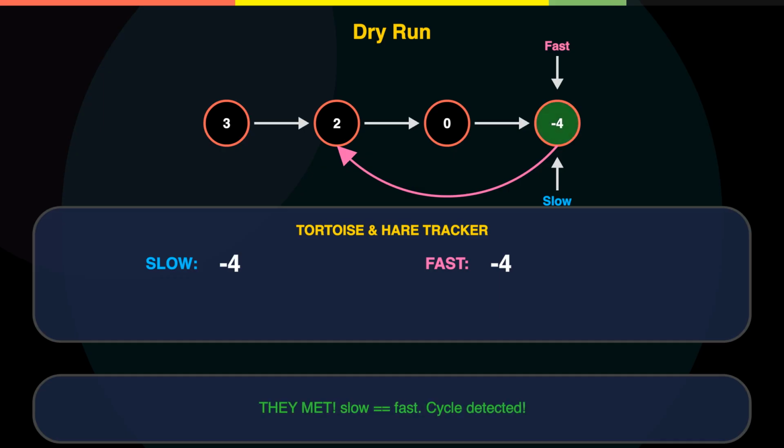In our Python implementation, we initialize both pointers to the head and use a while loop that continues as long as fast and fast.next are not null. Inside, we increment slow by 1 and fast by 2. If they ever equal each other, we immediately return true. If the loop completes, we return false.